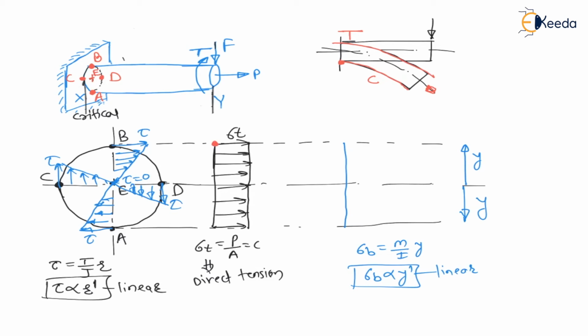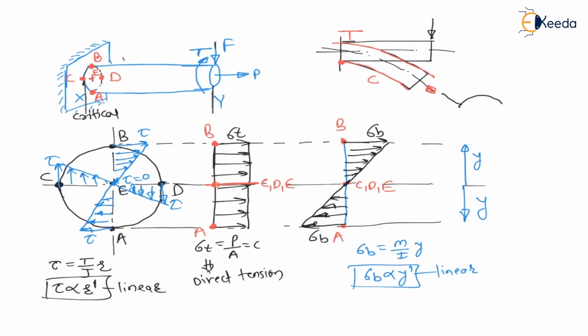Here in the direct stress distribution, there will be B, A is downward, and C, D, E are on the same line. Therefore, here point B, point A, here C, D, E. Now in the bending stress distribution, as we go up, bending stress goes on increasing linearly and becomes maximum at the extreme fiber, sigma B. And as we go down, bending stress goes on increasing and becomes maximum at the extreme fiber, sigma B. Now look at the diagram, the bending is like this, hogging bending. Such type of bending is called hogging bending.